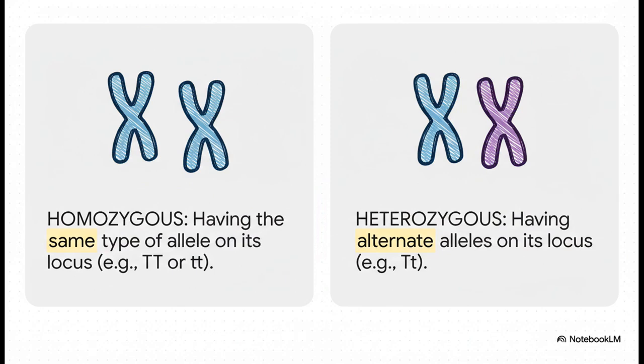Last bit of vocab, I promise. How do we describe these pairs? Well, if an organism has two of the same allele, like two talls or two dwarfs, we call it homozygous. Homo just means same. And if it has two different alleles, like one of each, we call it heterozygous. Hetero means different. See? Simple as that.